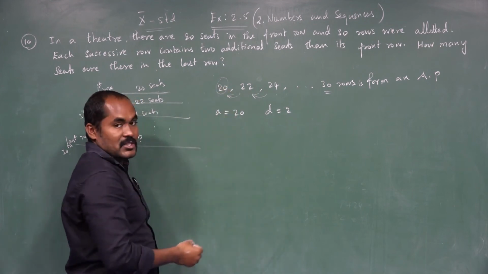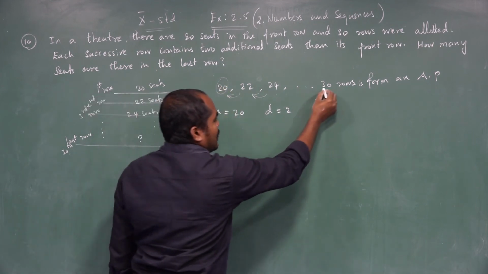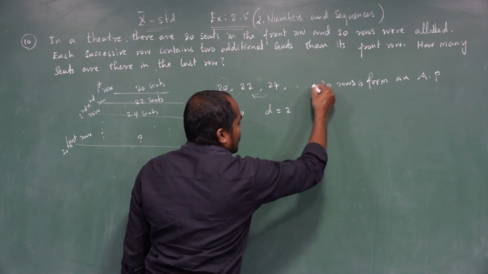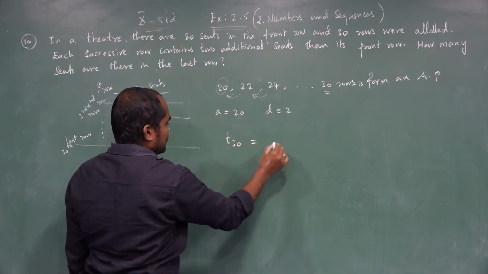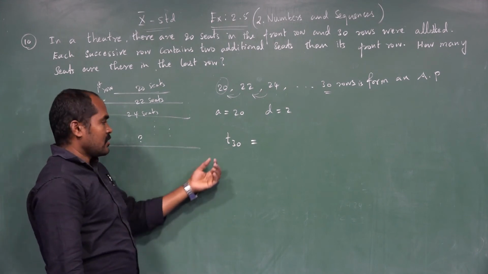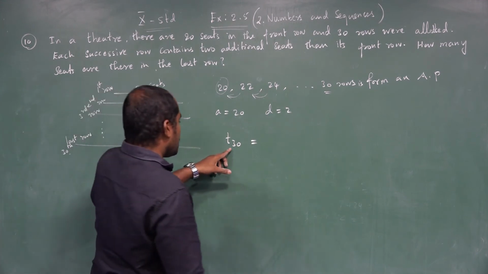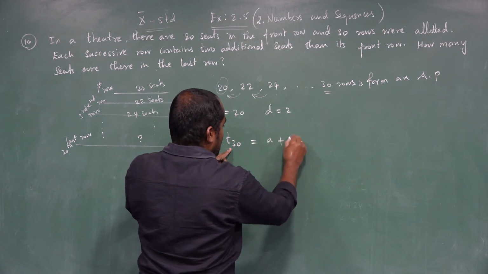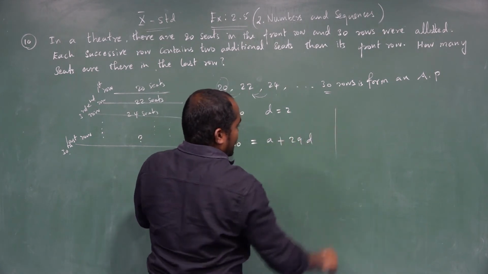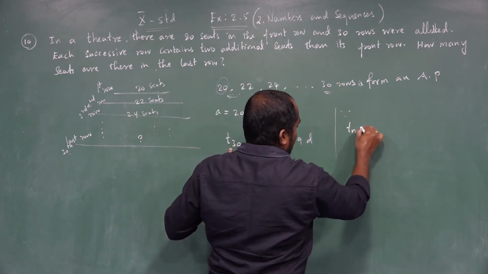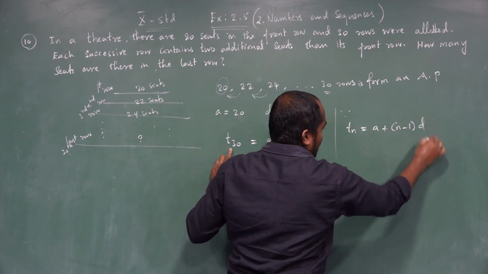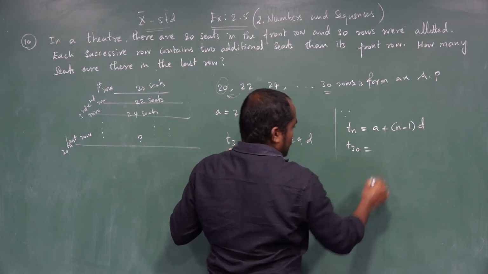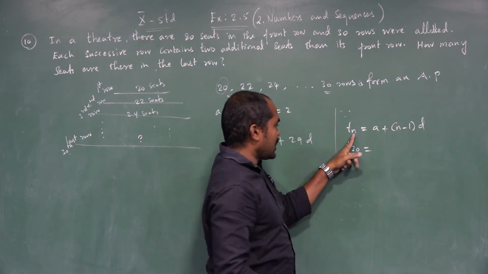22 minus 20 is 2. You want to find how many seats are in the 30th row. So we find T30. T30 means A plus 29D. You know the nth term formula: Tn equals A plus n minus 1 into d. For T30, instead of n, write 30.